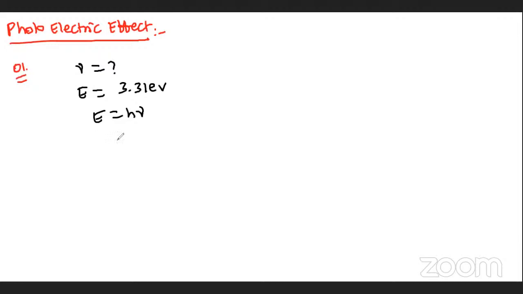Okay, see the first question. The frequency of a photon associated with an energy, we need to find frequency, with energy 3.31 electron volt. They gave the energy and are asking to find frequency. That means E equals h nu, so nu is equal to E by h.